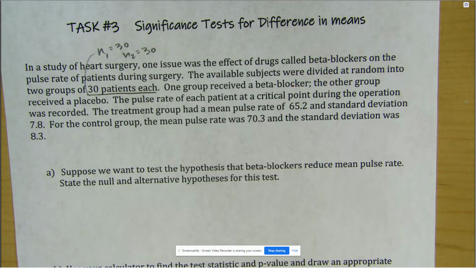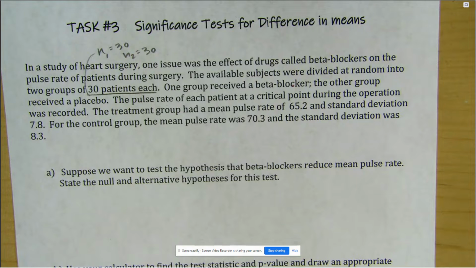Now, the treatment group had a mean pulse rate of 65.2 and a standard deviation of 7.8. For the control group, the mean pulse rate was 70.3 and standard deviation was 8.3. So we only have the standard deviation of our sample. We don't have it of the population.